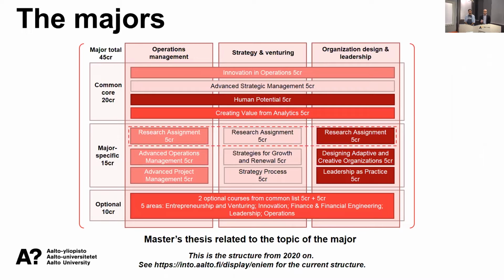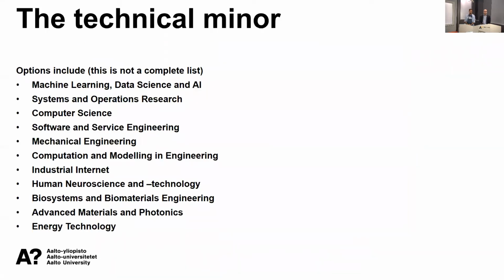What is there at the moment is the current structure, and there are some small changes. So what I present here reflects how the program will look from next year on. Then the technical minor, as said, to have this integrative understanding of the business and the technology side, you also have to have deep knowledge on a technical topic.